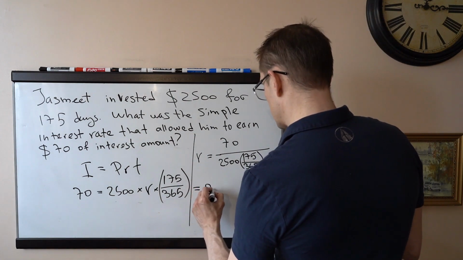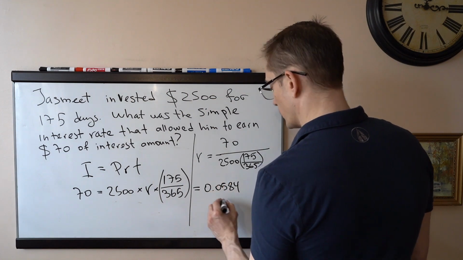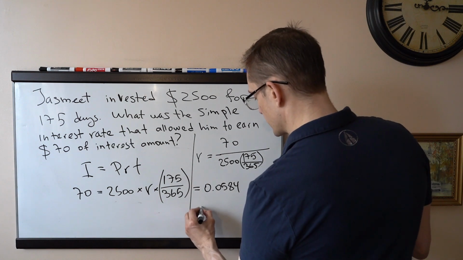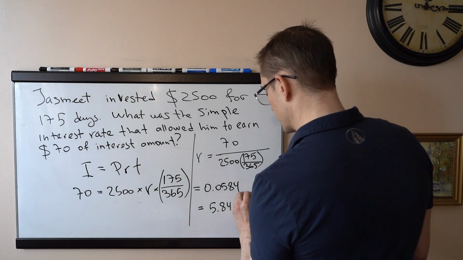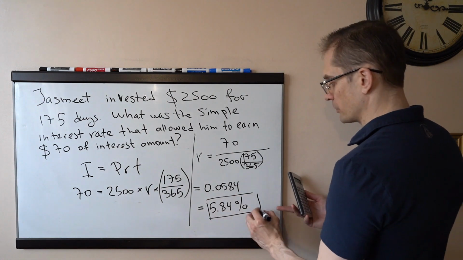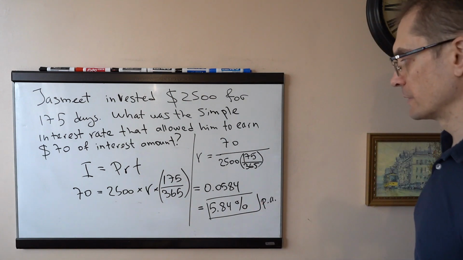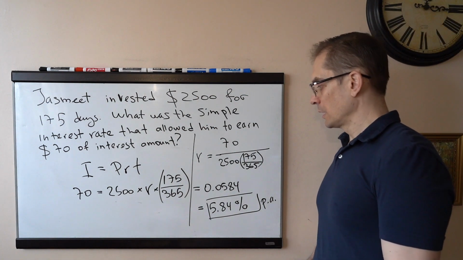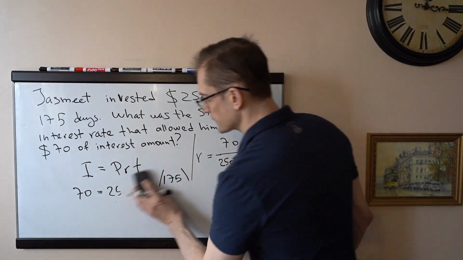So I found that it's 0.0584. That's a rate per one, which is the same as 5.84%. So that's 5.84% PA. That's the interest rate for this problem. Okay, so pretty straightforward stuff.